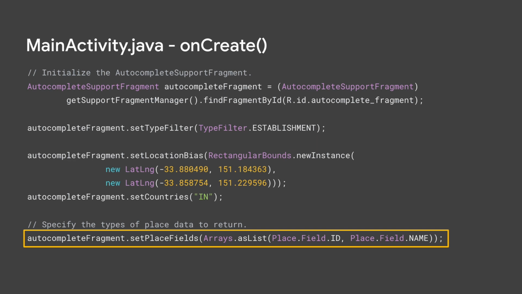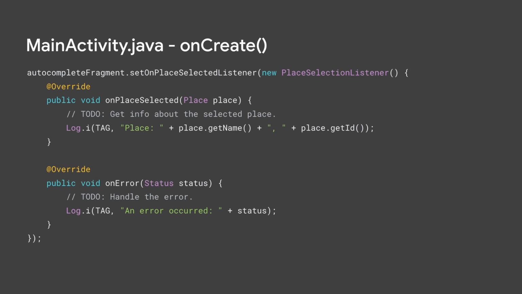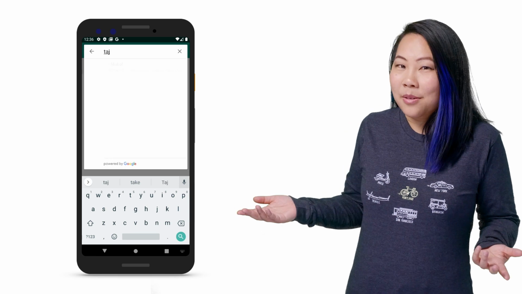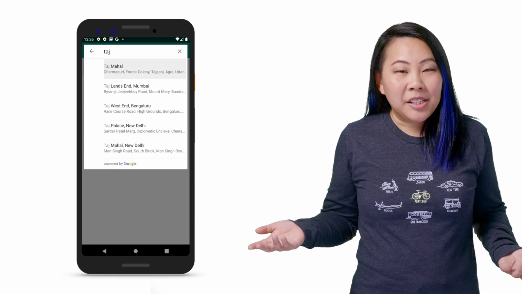This is also a good time to specify which place details fields you will need about the selected place so that you'll only pay for data you will actually use. Third, add a place selection listener that handles the event when the user taps one of the predictions. And there you go. You've got a fully functional Place Autocomplete widget.